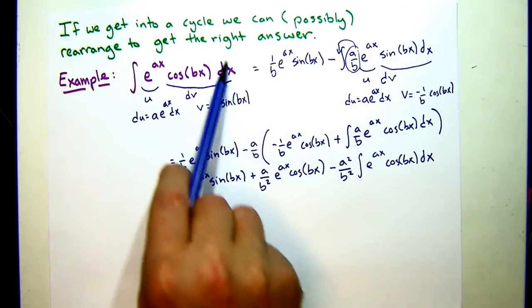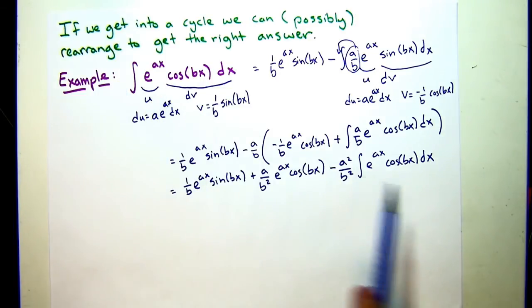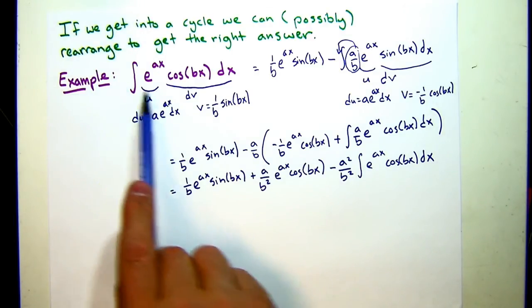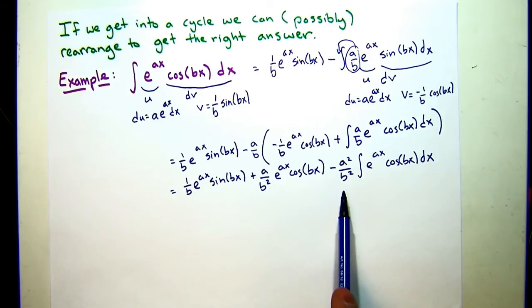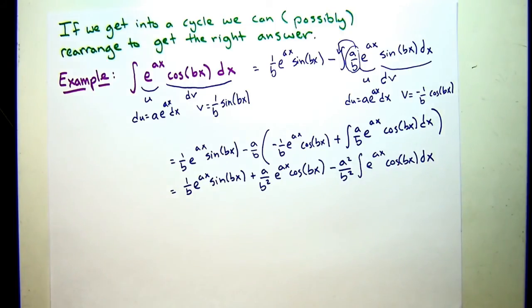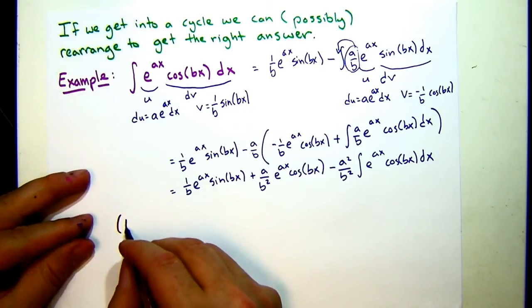Except we're not. It's true that we still got to the integral e to the ax cosine bx. That still matches. But what's not true is, notice in front is a 1. Here it's minus a squared over b squared. Different, and different is good. And by that we mean we can do the following. Let's take that and move it to the other side. So I'm going to move this e to the ax cosine bx dx to the other side.